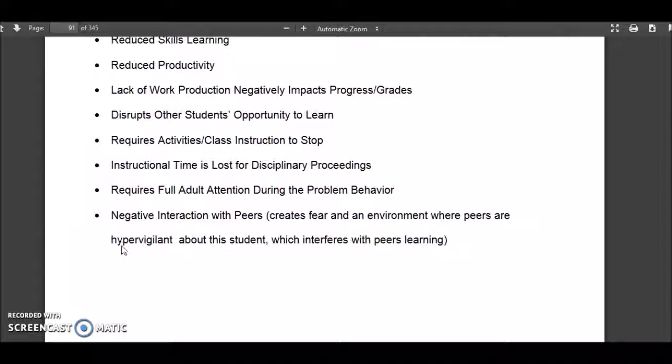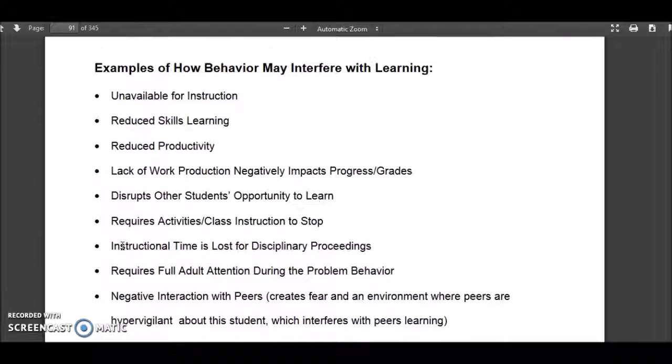Sometimes the behavior can simply be impacting the peer interactions, or the environment in the classroom. Even though in certain cases the student may not be directly hurting other kids, the students may simply be just afraid or hyper vigilant. They're always on their toes, expecting something negative to happen. So all these can be ways in which the behavior would be impeding the learning in the classroom.